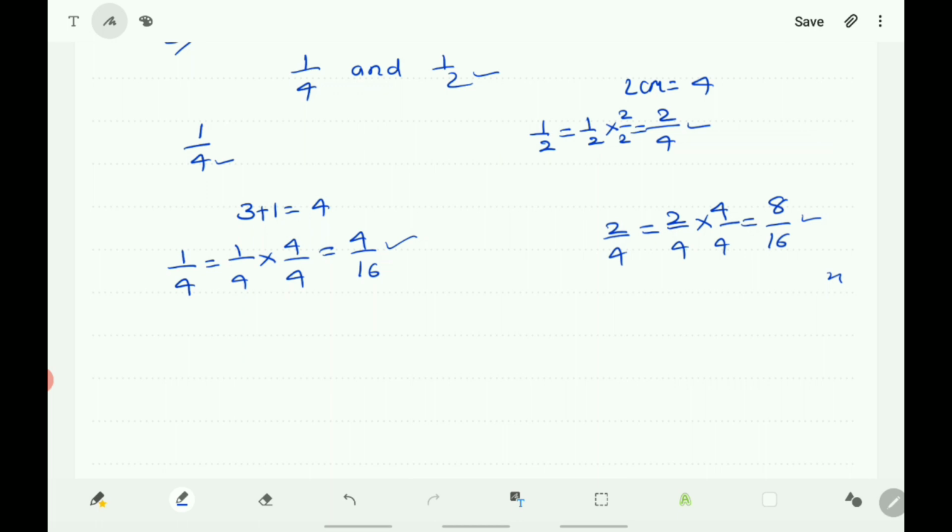Next, after 4, you can write 5 by 16. The next one is 6 by 16. Then the third one is 7 by 16. So the 3 rational numbers between 4 by 16 and 8 by 16 are 5 by 16, 6 by 16 and 7 by 16. These are the 3 rational numbers between 1 by 4 and 1 by 2.